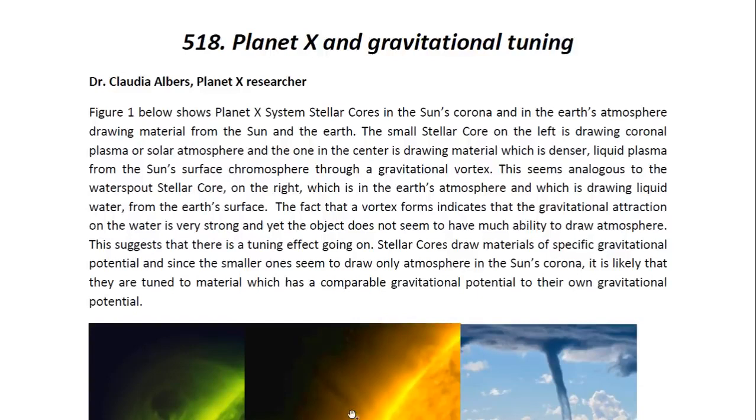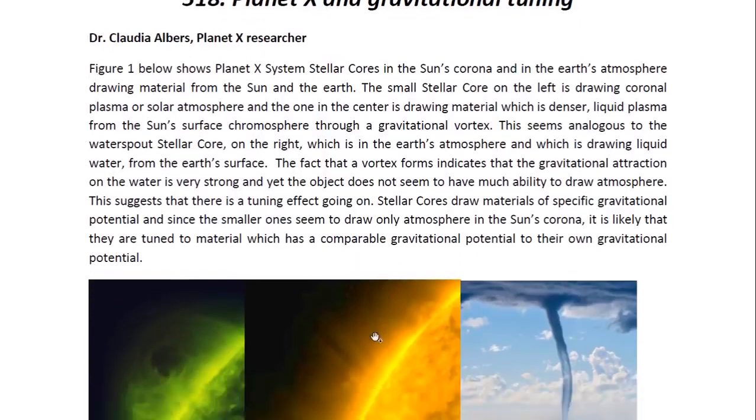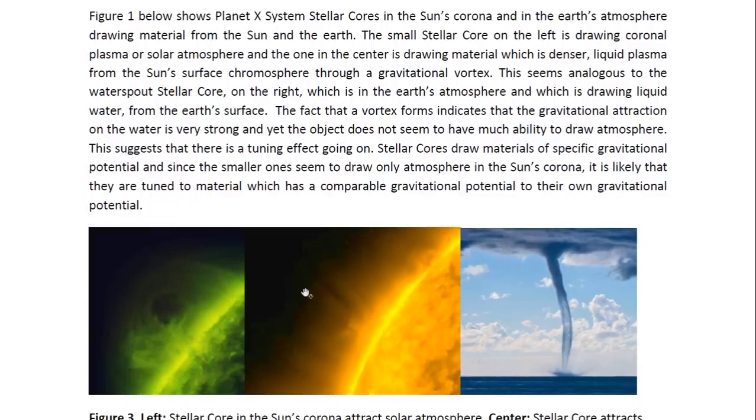Now, figure 1 below shows Planet X system stellar cores in the Sun's corona and in the Earth's atmosphere, drawing material from the Sun and the Earth. The small stellar core on the left is drawing coronal plasma or solar atmosphere, and the one in the center is drawing material which is denser, liquid plasma from the Sun's surface chromosphere through a gravitational vortex. This seems analogous to the water-spout stellar core on the right, which you see here, which is in the Earth's atmosphere and which is drawing liquid water from the Earth's surface.